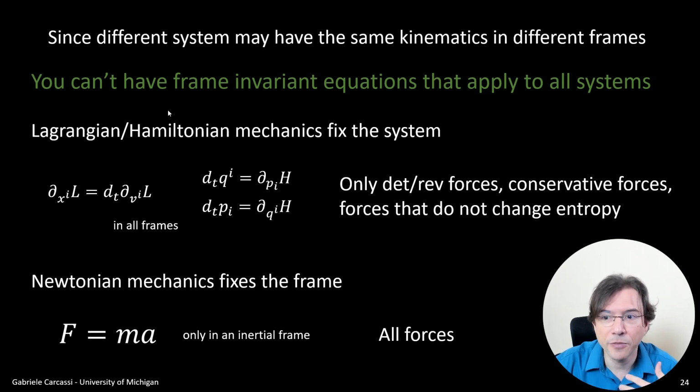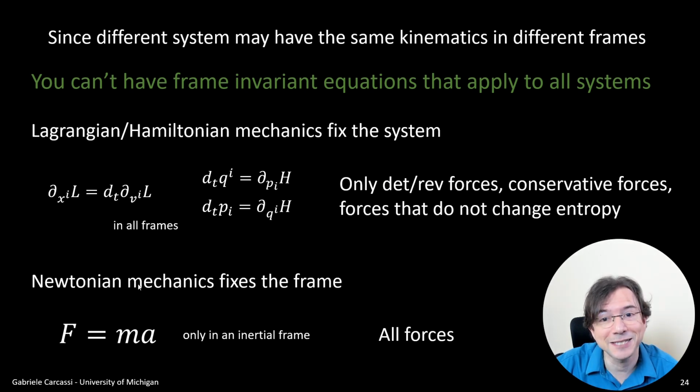Well, the way that I see it is that Lagrangian and Hamiltonian mechanics fix the system. They basically say, look, we are only going to be interested in the deterministic and reversible forces, in conservative forces, in closed systems. We are interested in things that do not change entropy. And then with that, you get the same equation valid in all frames. Now, these equations are frame invariant, and the fact that they're frame invariant is very, very useful. But you're paying a price. You're only considering these forces.